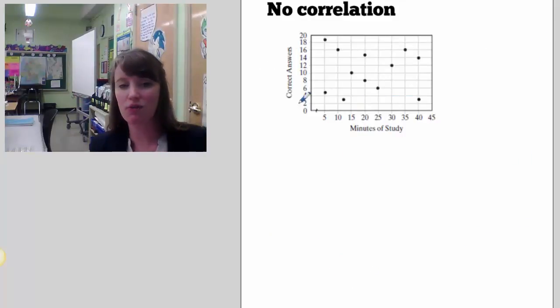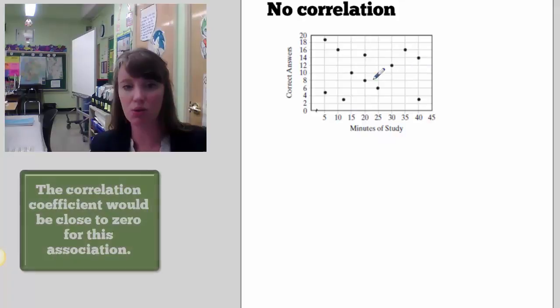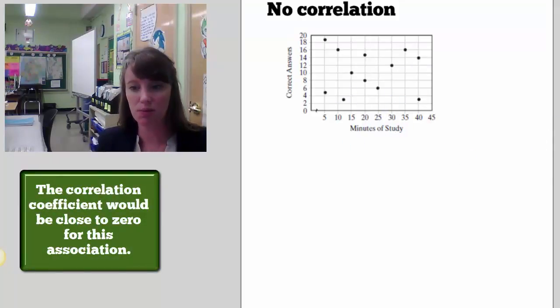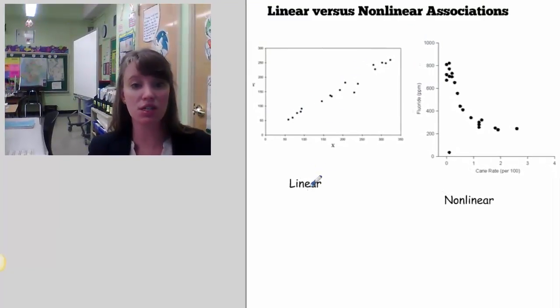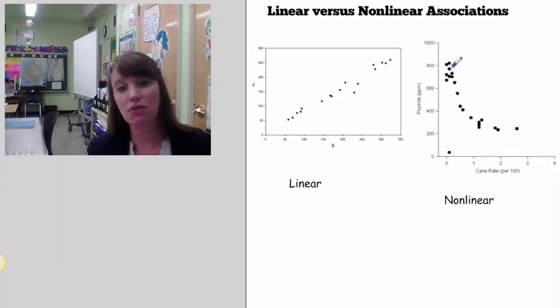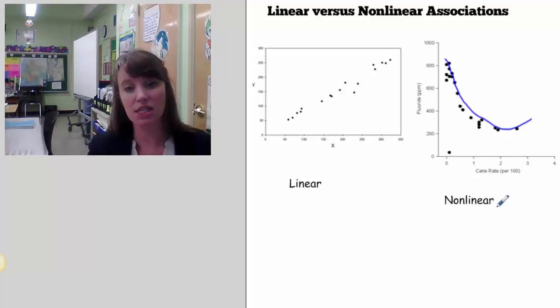These points right here have no association. So we would say that there's no association and no correlation between these two variables. Now, if the points are clustered around a line, we would say that the association is linear, versus if the points appear to be clustered around a curve, we say that that's nonlinear.